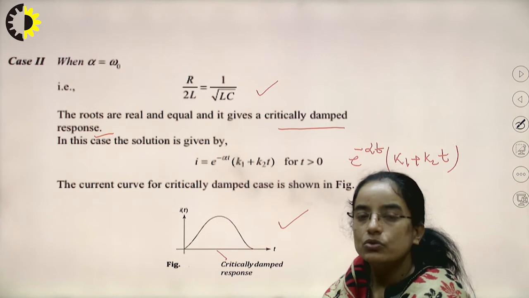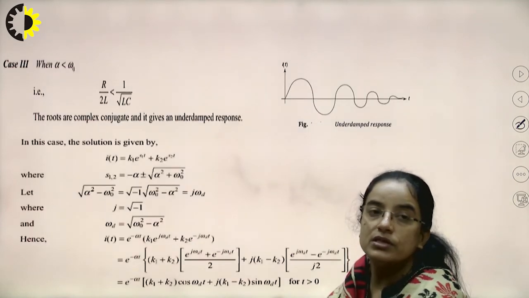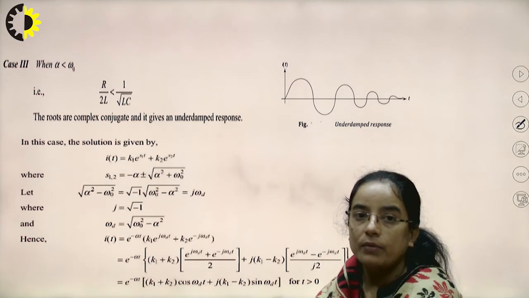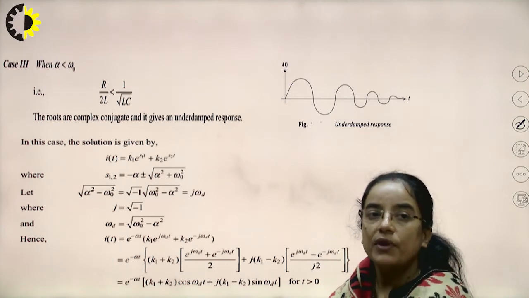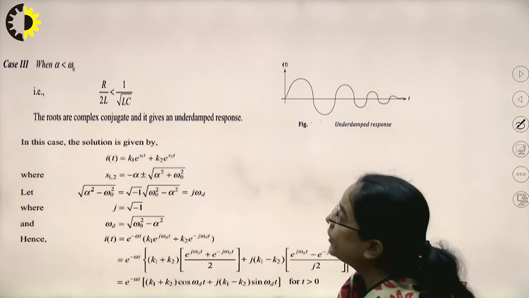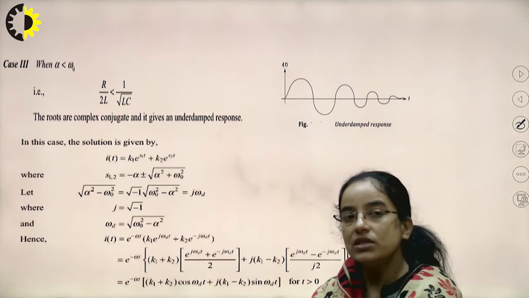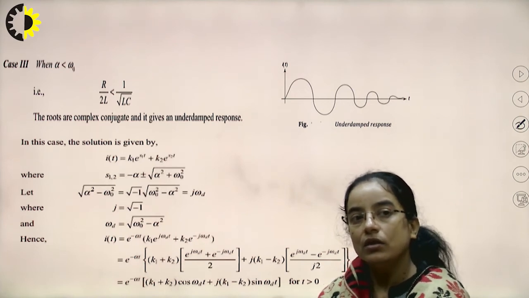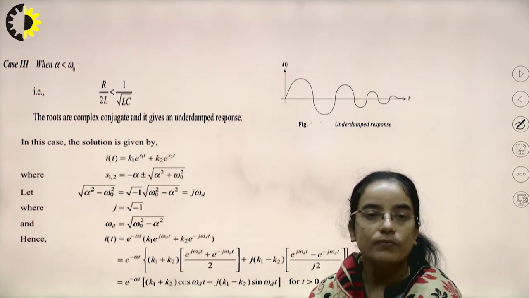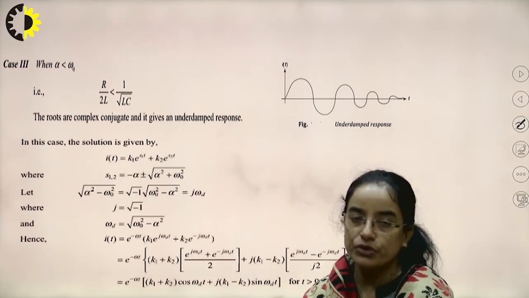The third one is the underdamped response, when alpha is less than omega naught, that means R by 2L is less than 1 by root LC. In this case the two roots S1 and S2 are complex conjugates of each other.